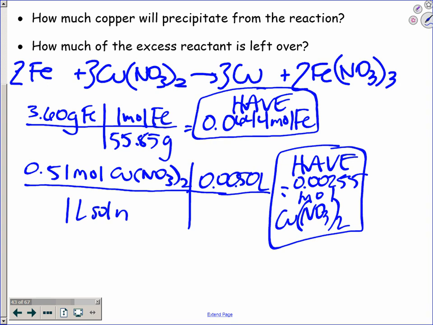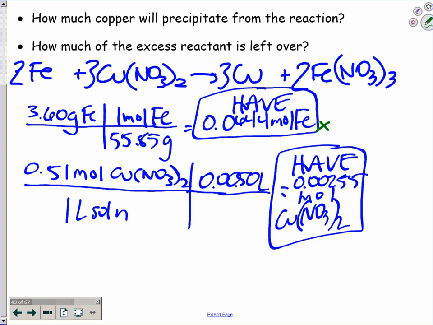So for every 2 moles of iron, I need 3 moles of copper 2 nitrate to fully react everything, and then vice versa. So what I'm truly going to figure out now is, if I have this much iron, how much copper 2 nitrate do I really need to make all of it react? And vice versa. If I have this much copper 2 nitrate, how much iron do I need to fully react both of those substances? So instead of doing that in my head, because it gets kind of complicated, we're just going to literally multiply by the ratio. So the ratio for this one is going to be how much copper 2 nitrate do I need for every iron? So how much copper 2 nitrate is a 3 to 2 ratio.